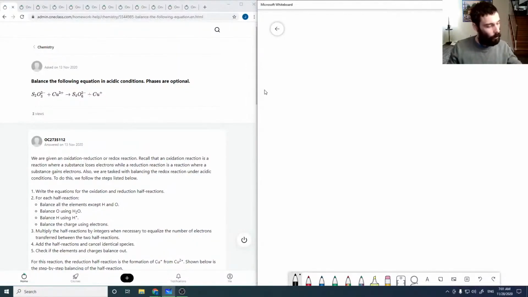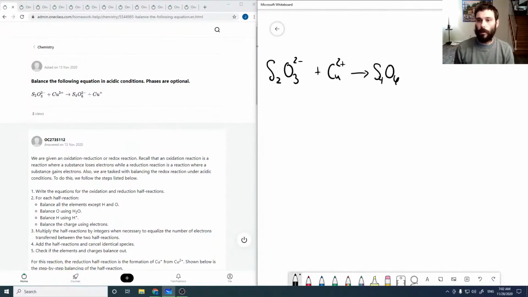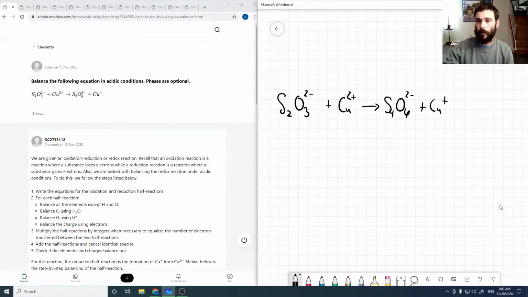Okay, so we're asked to balance this redox reaction in acidic solution conditions. So here, I'm just going to write out the reaction: S2O3 2 minus plus Cu 2 plus goes to S4O6 2 minus plus Cu plus. I'm just going to migrate this down a little bit.